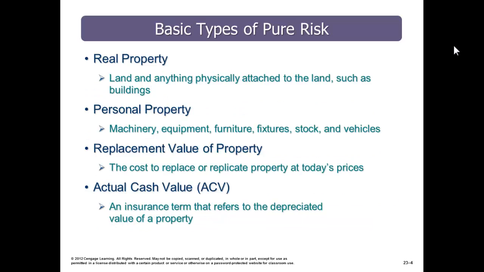Now let's look at some other definitions here. Real property is land and anything physically attached to the land, such as buildings. Personal property then becomes the stuff that you put in those buildings: machinery, equipment, furniture, fixtures, and so forth. And the replacement value of the property is the cost to replace or replicate the property at today's prices. It's not necessarily what you paid for the property, but what it would cost to replace it. And oftentimes when you have an insurance company involved, you get into arguments about what was the real value of the property we're trying to replace? And insurance companies are very, very good at undervaluing property that's to be replaced.